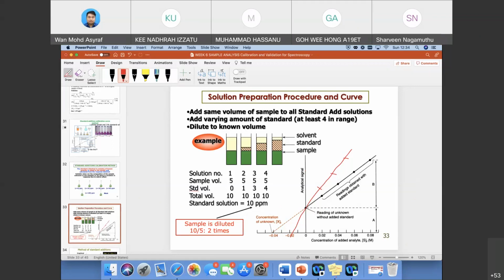So this is the concentration of your unknown analyte, of the unknown sample. Okay, up until this point, understand tak, of how you do this?